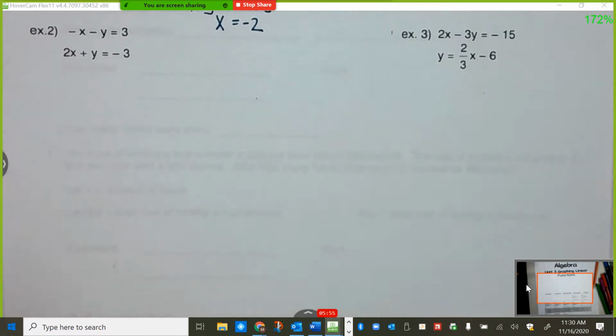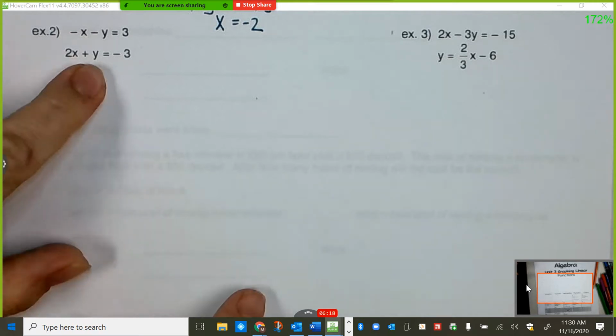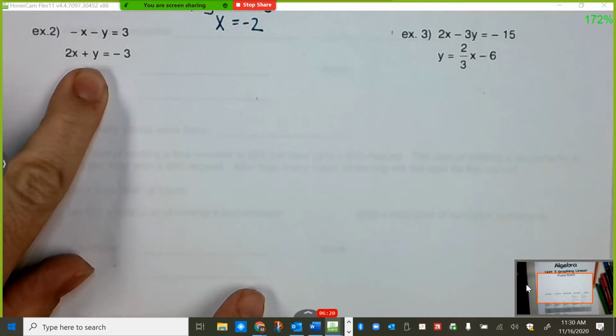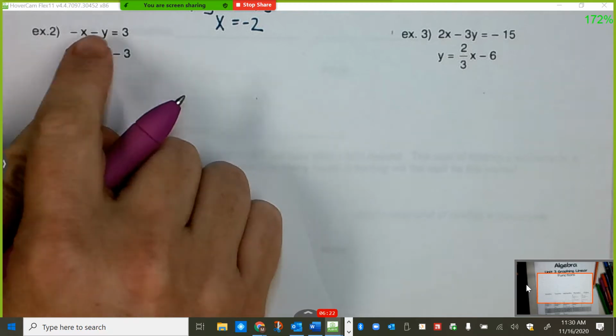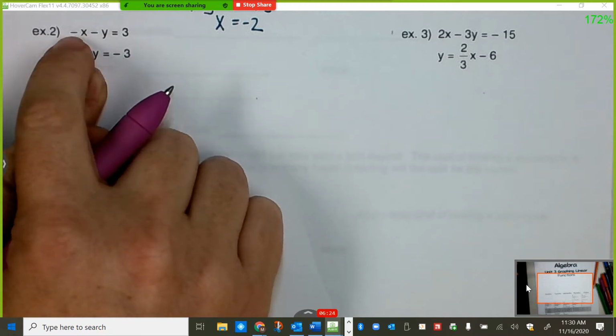Okay, so on number 2, what is our letter that has a coefficient of +1? Where is our letter that has a coefficient of +1? The y. Which y? First equation or second equation? The second one. See how this y is a positive y with no number? That's what we want. These both have a 1 as our coefficient, but they're a -1.